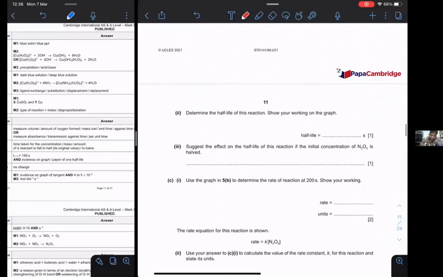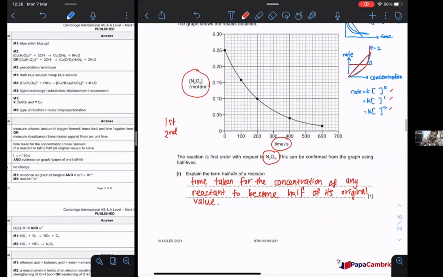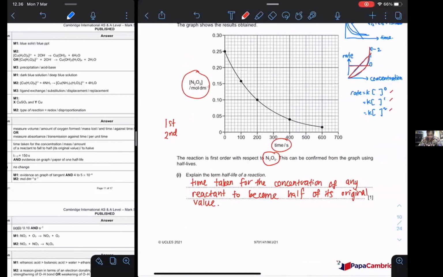Now, determine the half-life of this reaction, showing the working on the graph. We know that half-life is the time taken for the concentration of the reactant to become half of its original value. So take 0.25. Half of it is 0.25 divided by 2, which is 0.125. So if you have 0.125, it should be somewhere here.